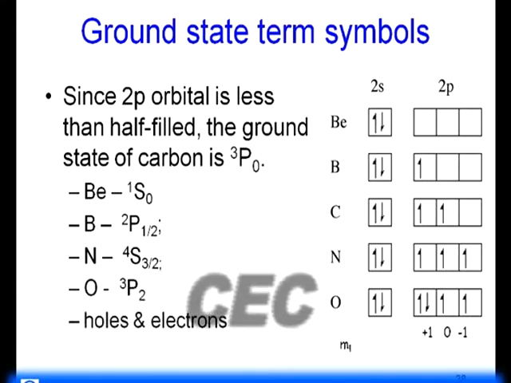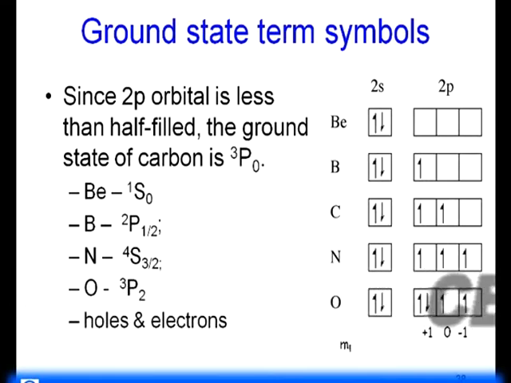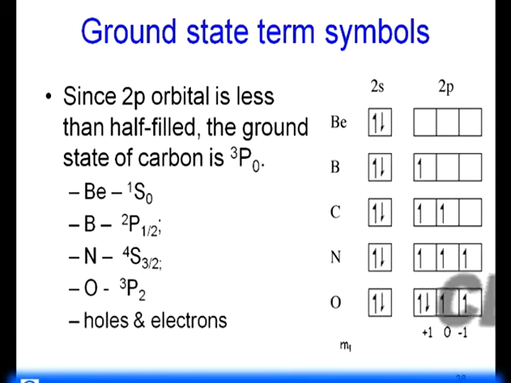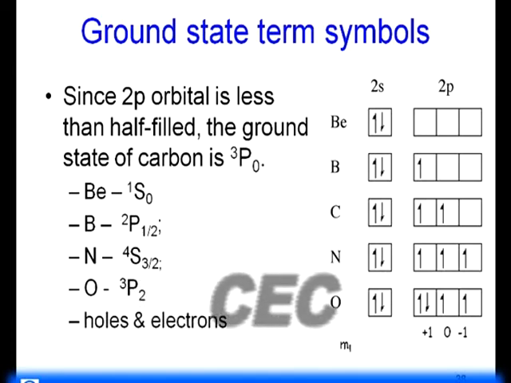Coming to nitrogen, there are 3 unpaired electrons. The total value of the ml quantum number turns out to be +1 for the first electron, 0, -1, which is equal to 0. So L is also equal to 0, it becomes an S state. The number of unpaired electrons is 3, so the spin quantum number S is equal to 3/2, and 2S plus 1 turns out to be 4.